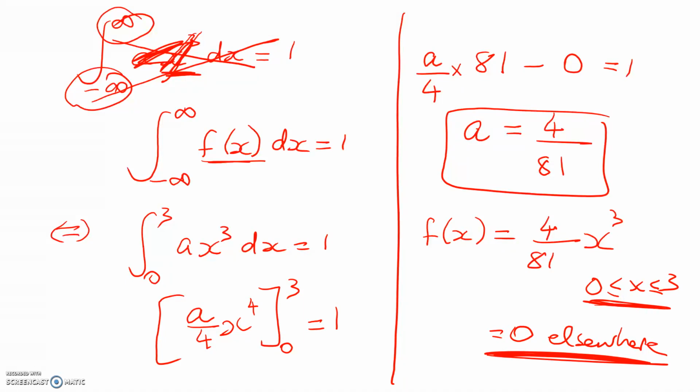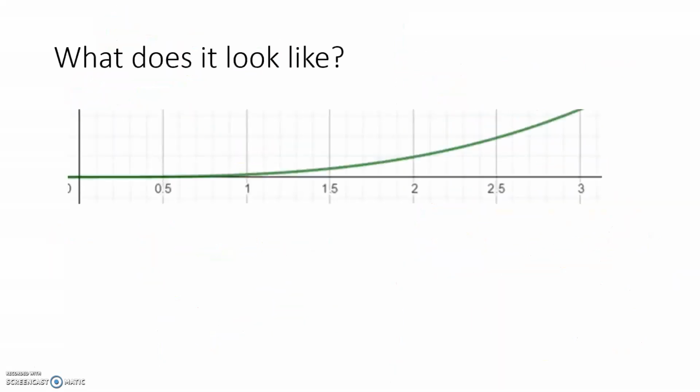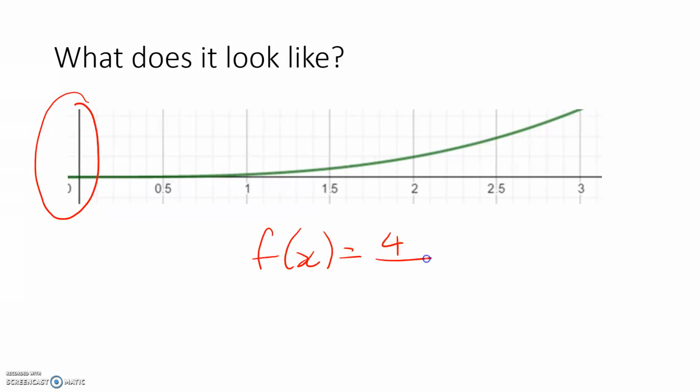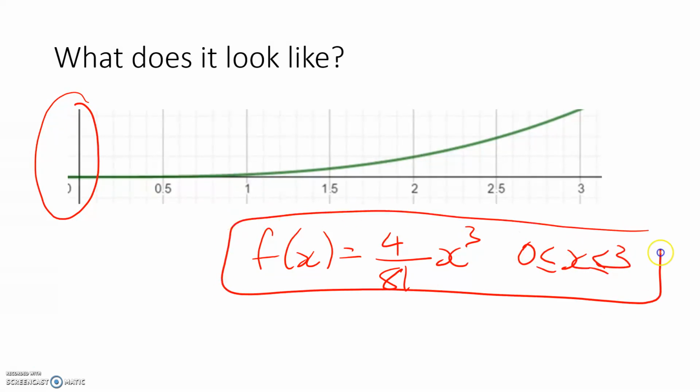The second thing, a pretty obvious thing, is to draw a wee graph of this and see what it looks like. So I've done that in GeoGebra, except that I accidentally chopped off the axes. But this is it. This is f of x is equal to 4 over 81 x cubed for x between those two values. And then the last thing we're going to do is find the probability that x is less than 2. So what we're looking for is that integral there.